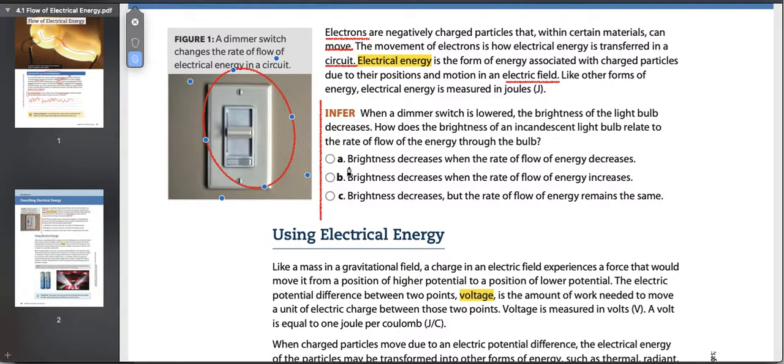We could say maybe that brightness decreases when the rate of flow of energy decreases, or maybe brightness decreases when the rate of flow of energy increases, or maybe brightness decreases but the flow of energy remains the same. So think about it and pick one of those on the Google Doc.